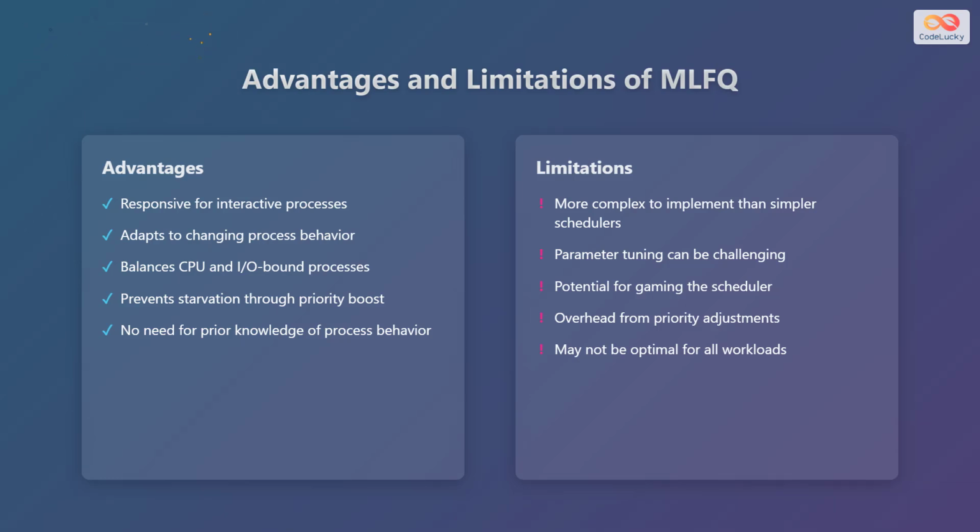Multilevel feedback queue is more complex to implement than simpler scheduling algorithms. Its performance depends heavily on parameter tuning, which can be challenging. There is a potential for gaming the scheduler if processes are designed to exploit the algorithm. There is overhead from the frequent priority adjustments, and it may not be optimal for all workloads.